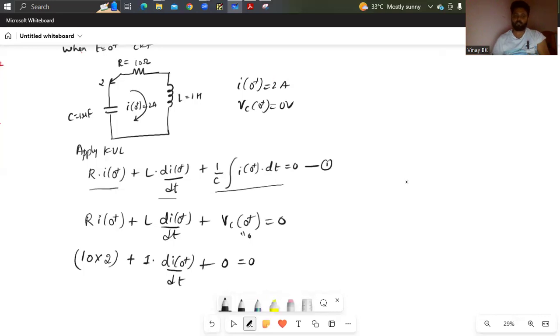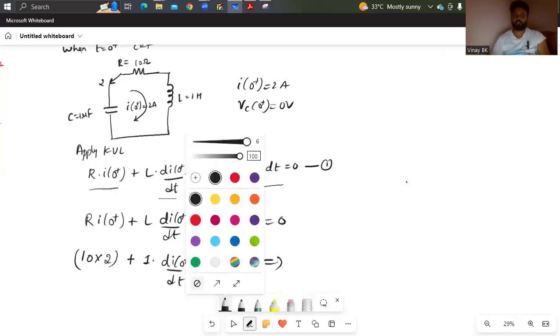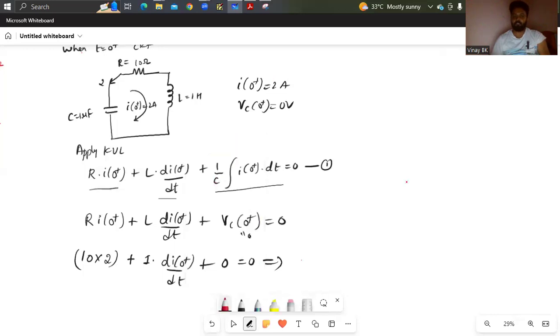10 into 2 is nothing but 20. Send that to the right side. You can get the first derivative that they asked, di of 0 plus divided by dt, which is nothing but minus 20 amperes per second. And what is the value of I of 0 plus? I of 0 plus is 2 amperes. Next, what you need to find is d square I of 0 plus. To find d square I of 0 plus, what do you have to do?